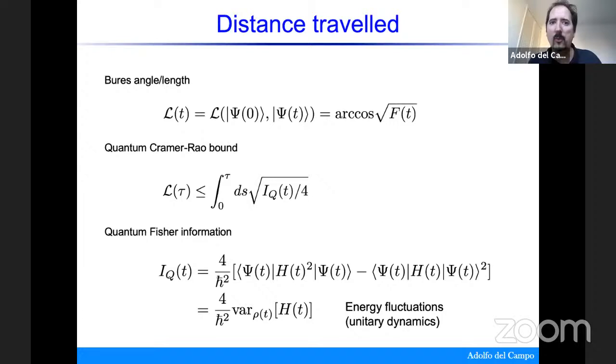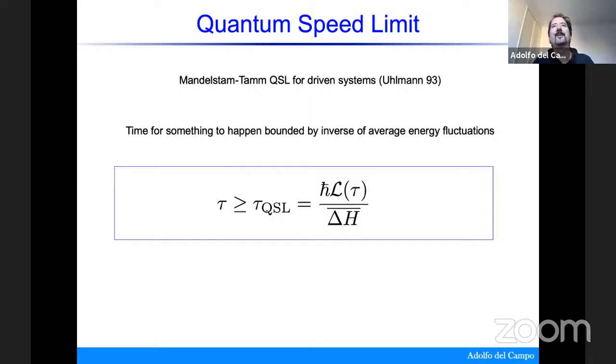So you see, if you want to test this inequality, you will have to measure energy fluctuations if you have unitary dynamics, and you will have to probe fidelities to be able to extract the Bures angle. And that's typically difficult. So I'm just going to focus on this result. So I guess you can essentially state that the quantum speed limit we are going to probe is that of Mandelstam-Tamm for time-dependent Hamiltonians.